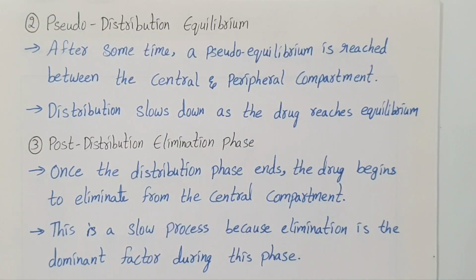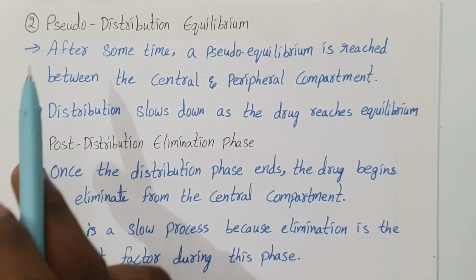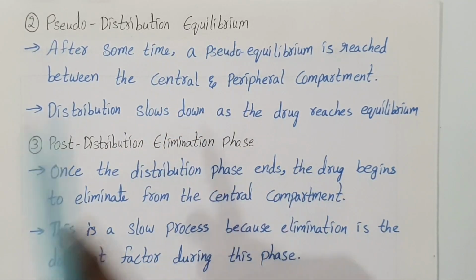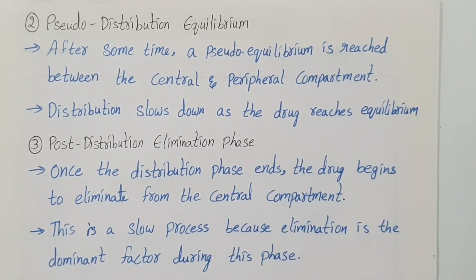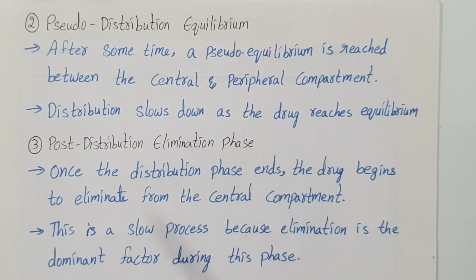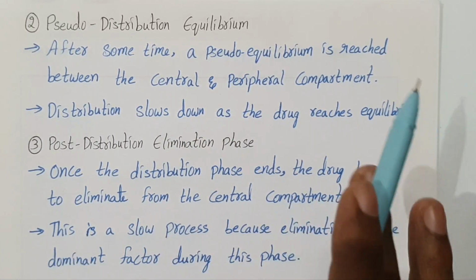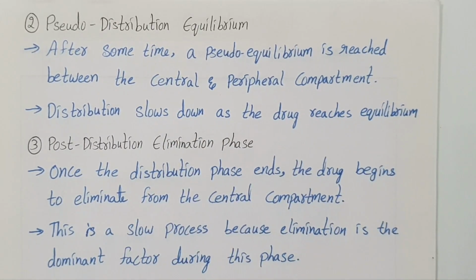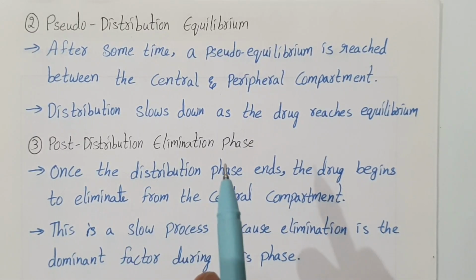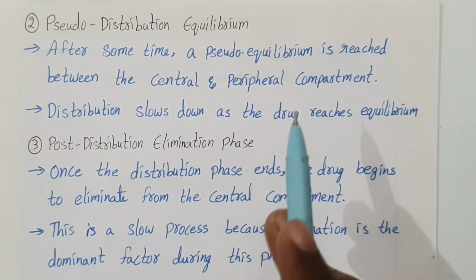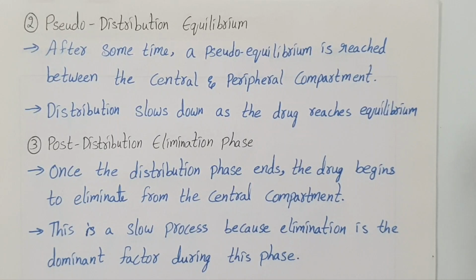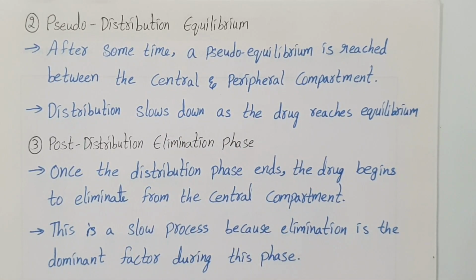Second, we have pseudo-distribution equilibrium. After a short time, both compartments balance out. The drug is evenly spread. This steady state is called pseudo-equilibrium. The distribution slows down here.